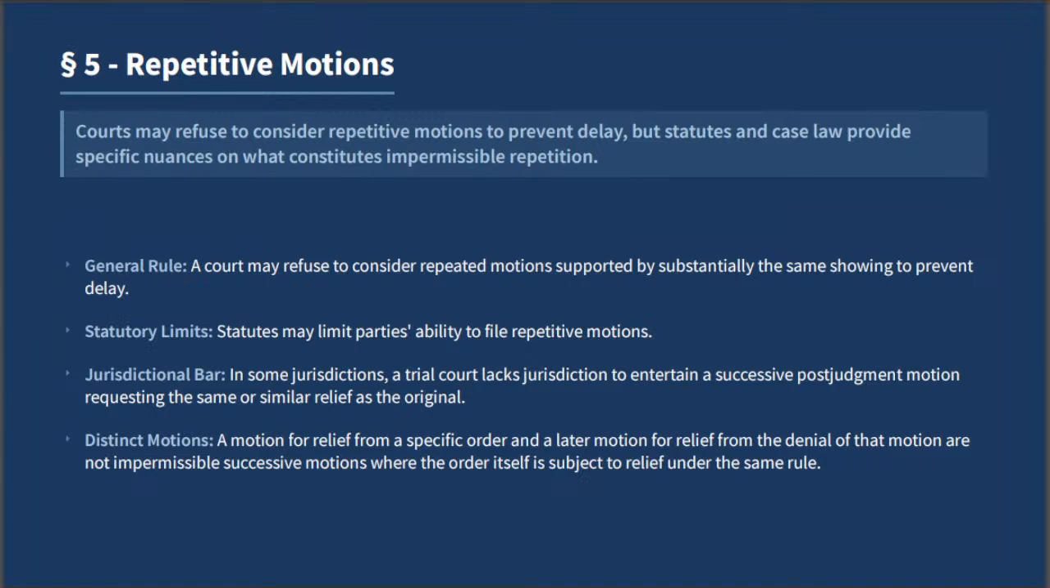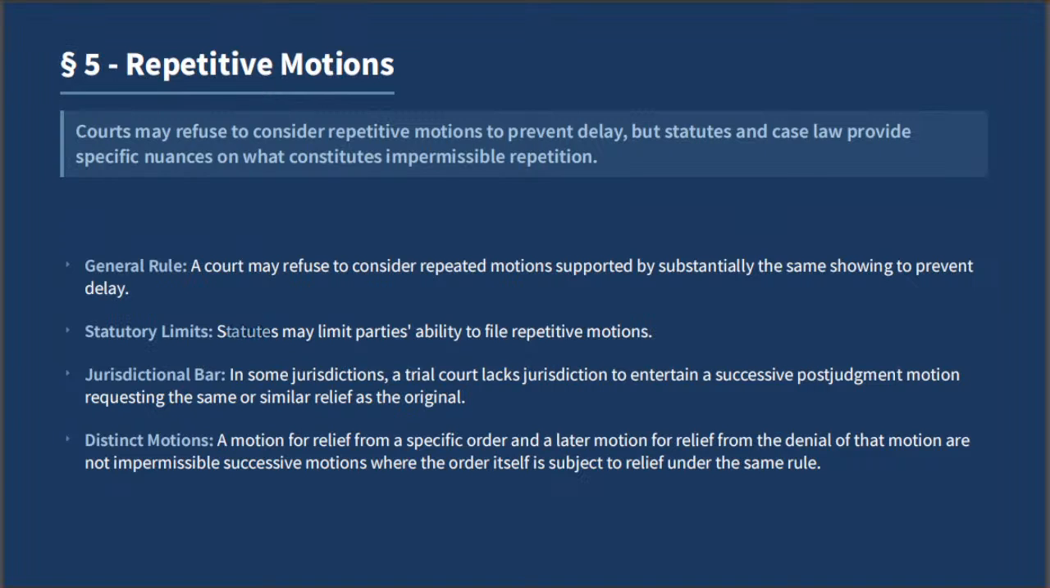And on we go to the repetitive motions. Courts may refuse to consider repetitive motions to prevent delay, but statutes and case law provide specific nuances on what constitutes impermissible repetition. So there's nuances, specific nuances. I don't know if that's an oxymoron or not. General rule: a court may refuse to consider repeated motions supported by substantially the same showing to prevent delay.